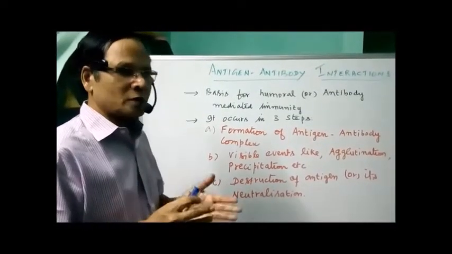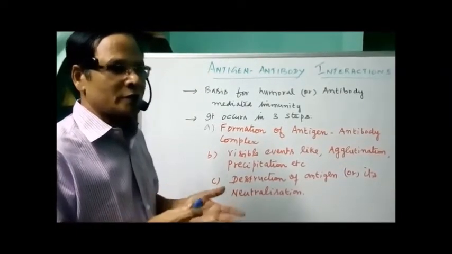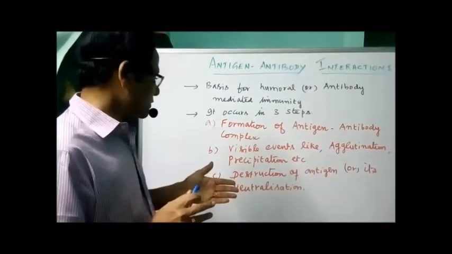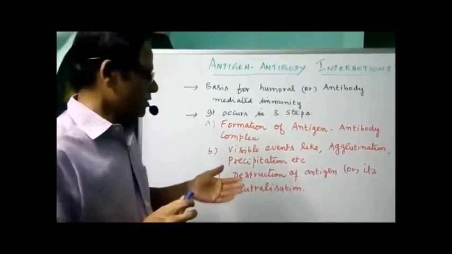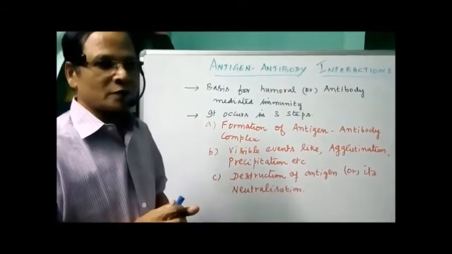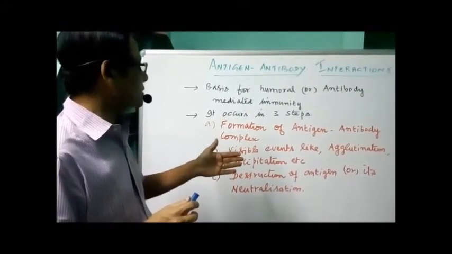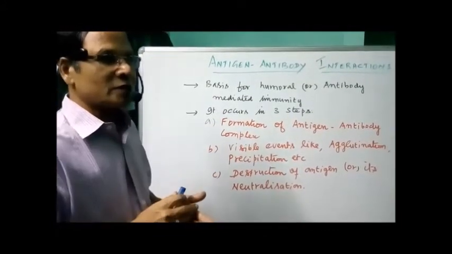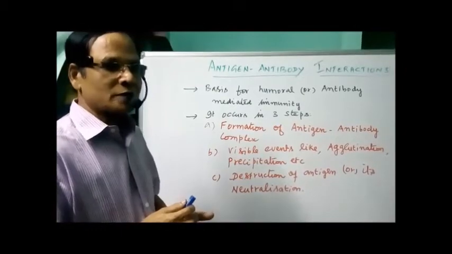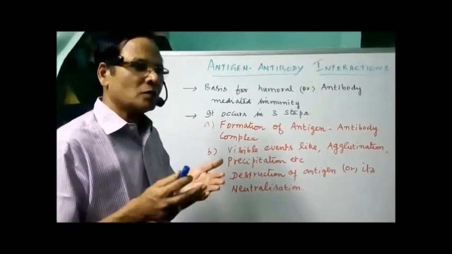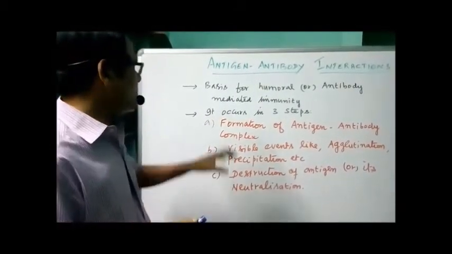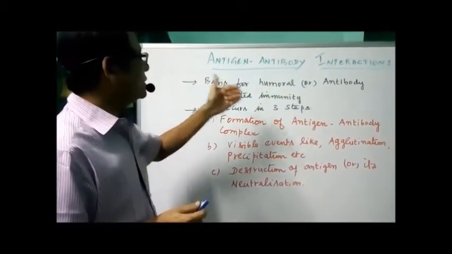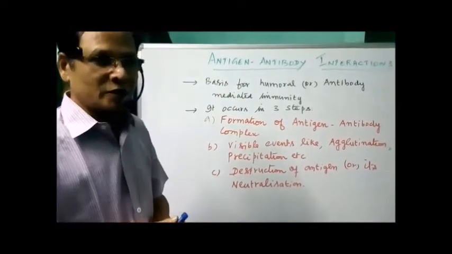The next stage is the destruction of the antigen or its neutralization. That's the final stage, the lysis or the elimination of the antigen, in the form of either microorganisms, or chemicals or toxins, etc. So these are the three different stages that occur during antigen-antibody interactions.